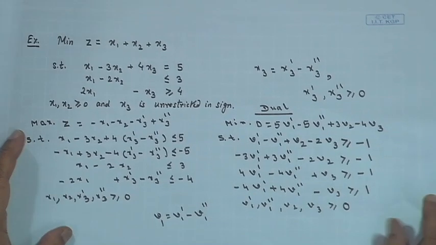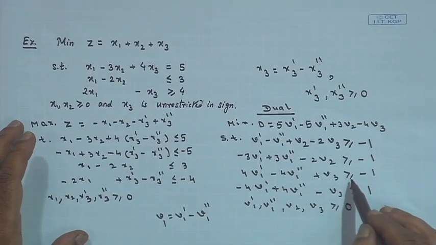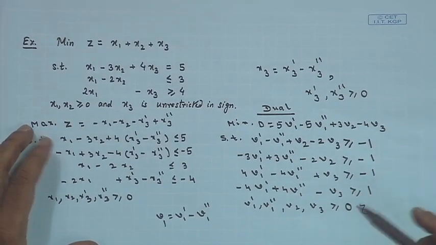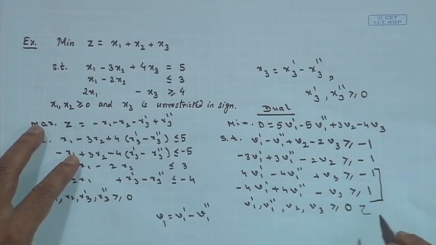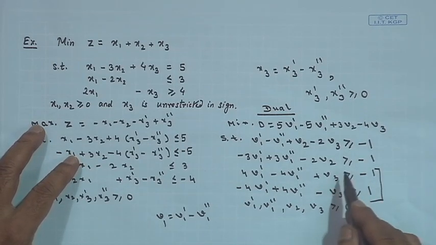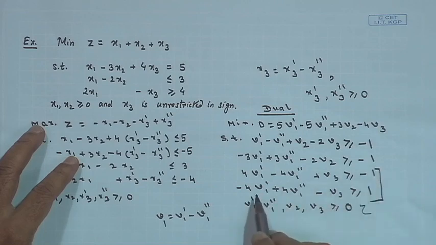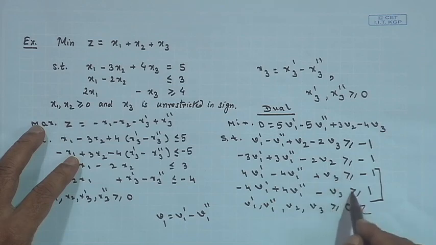If you now see this one, this is a greater than equals type. So, I can make it as less than equals. Then both will be the same, and if I change the value, then these two can be written as an equality type constraint. From here it is very easy to do.